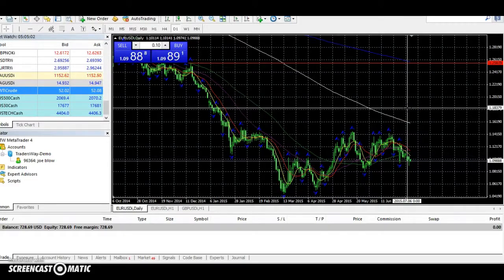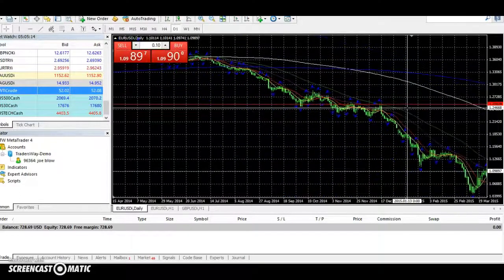Okay, now what is a swing trade? Basically, guys, there's a way that you can put in one position and literally hold it until it's over. So I'll give you an example. It's a long-term trade, basically.